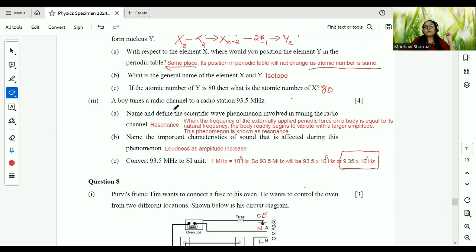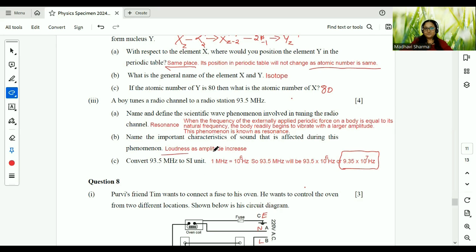A boy tunes a radio channel to a radio station 93.5 megahertz. Capital M is mega, small m is micro. So it's megahertz. Name and define the scientific wave phenomenon involved in tuning the channel. Resonance. When the frequency of an externally applied periodic force on a body is equal to its natural frequency, the body readily begins to vibrate with a larger amplitude, and this phenomenon is called resonance. The important characteristic of sound that is affected during this phenomenon is loudness.